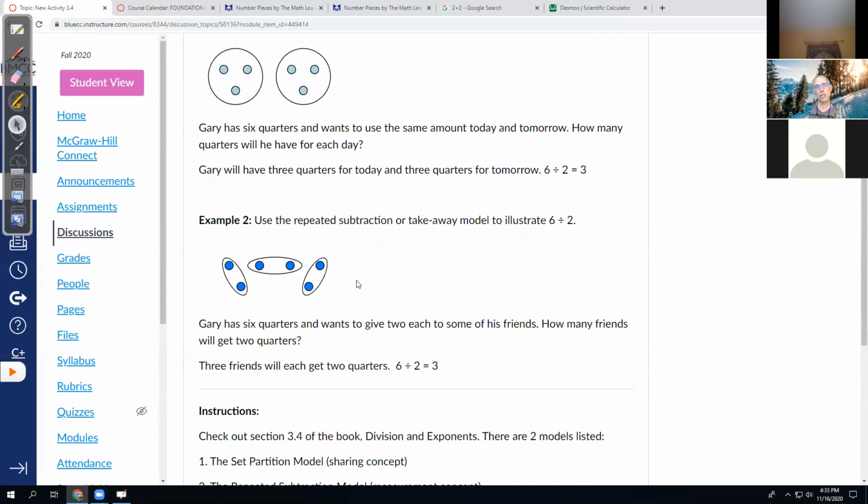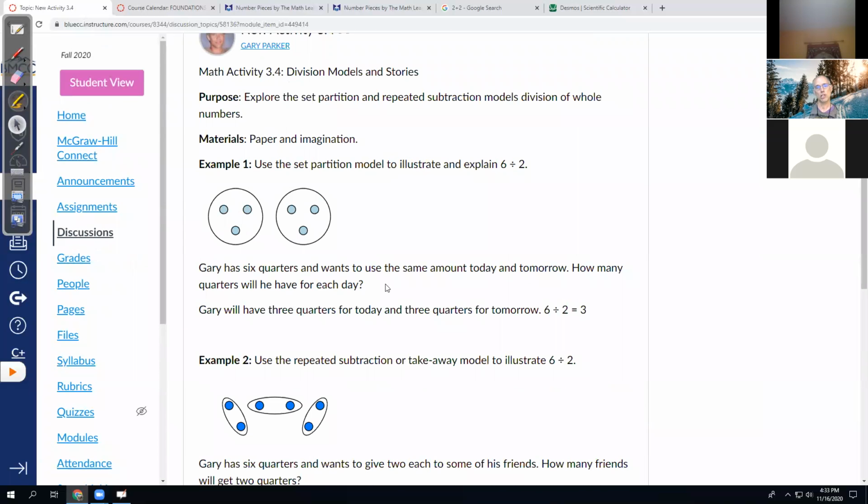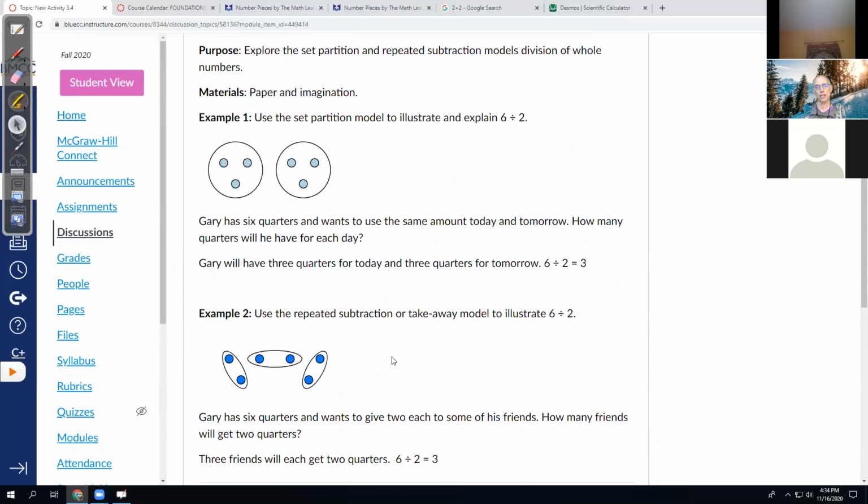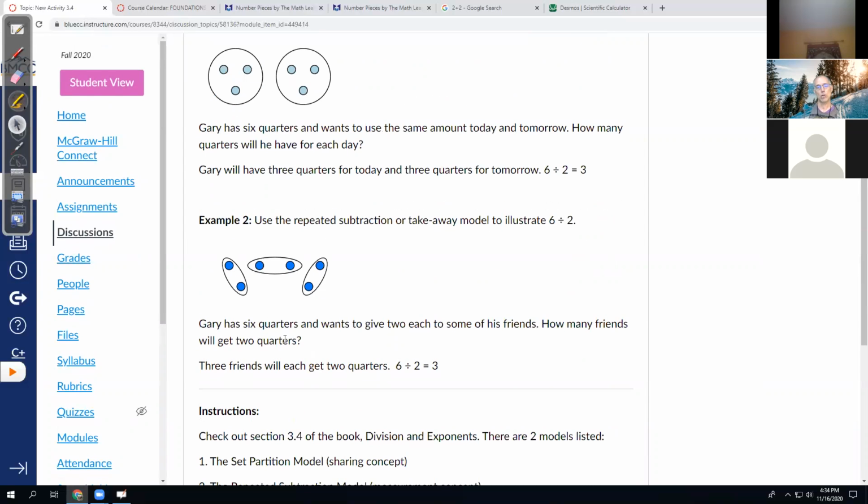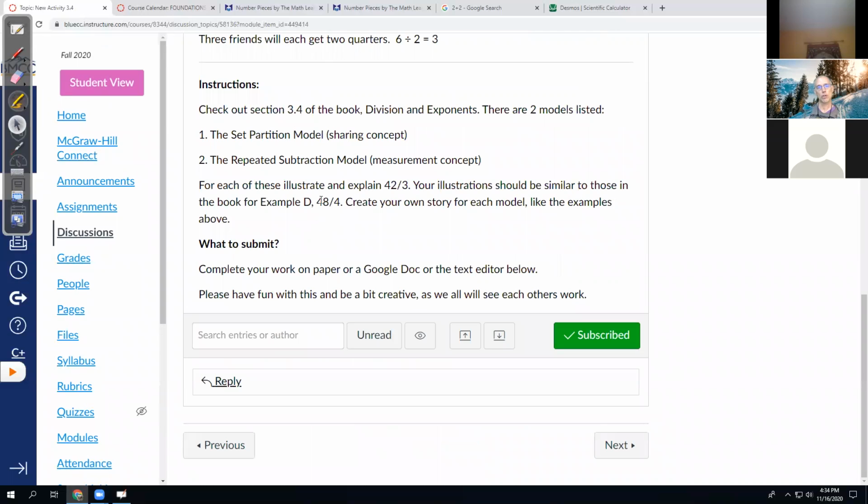Right? So my stories for set partition versus repeated subtraction were slightly different. Gary was using 6 quarters 2 days in a row, versus Gary wants to give quarters to 3 friends, 2 quarters to each of some friends. How many friends are there? So I have 3 groups of 2 versus 2 groups of 3, and there'll be a similar thing for 48. The pictures will look slightly different. The stories will have to be slightly different, even though they're both going to have the same answer.